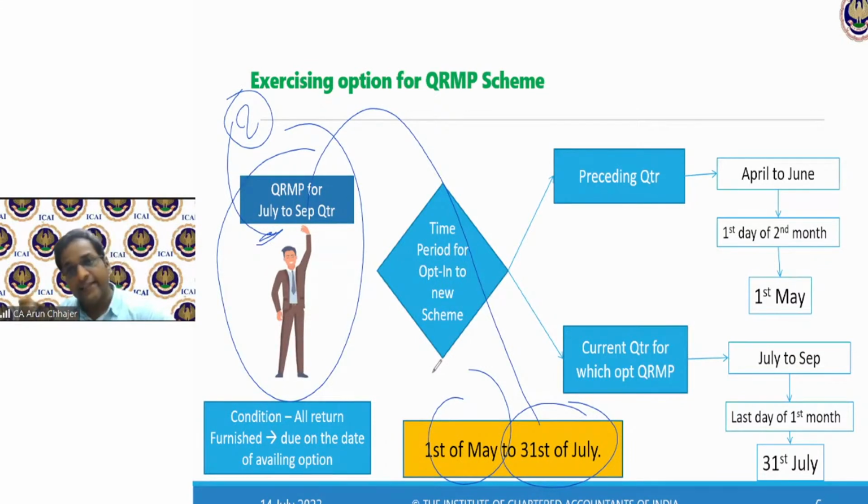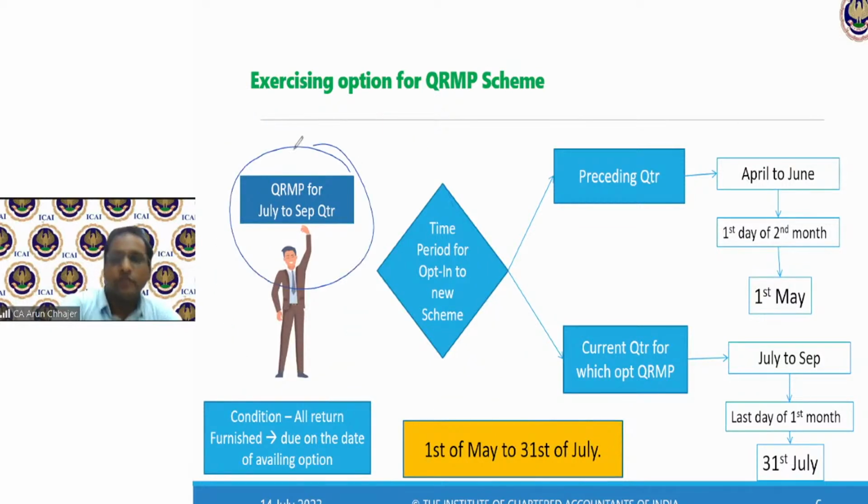It means, can I change for every quarter? Answer is yes. Assume for July to September, I am under QRMP and like to go for monthly. Can I go for monthly? Answer is yes. But only point that you have to exercise this option. You have to convey the thing to the GST portal within this time frame.